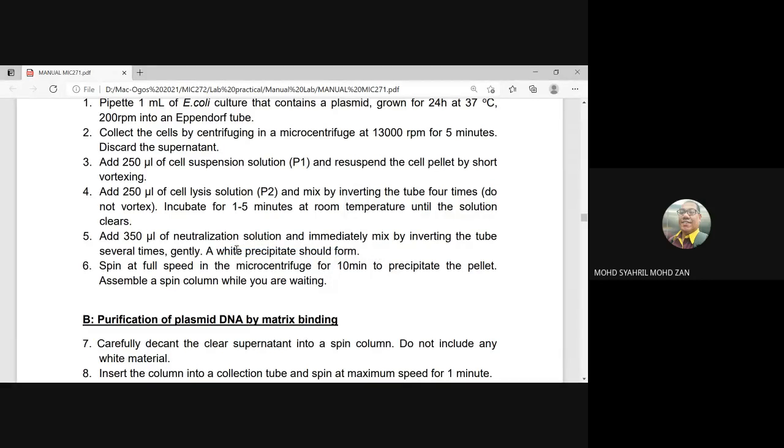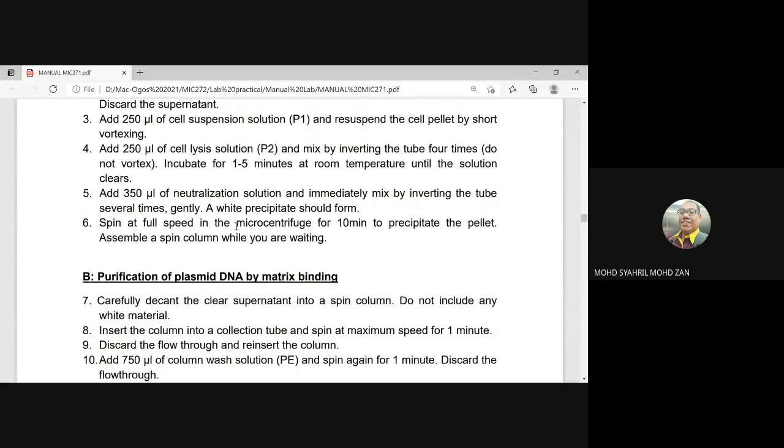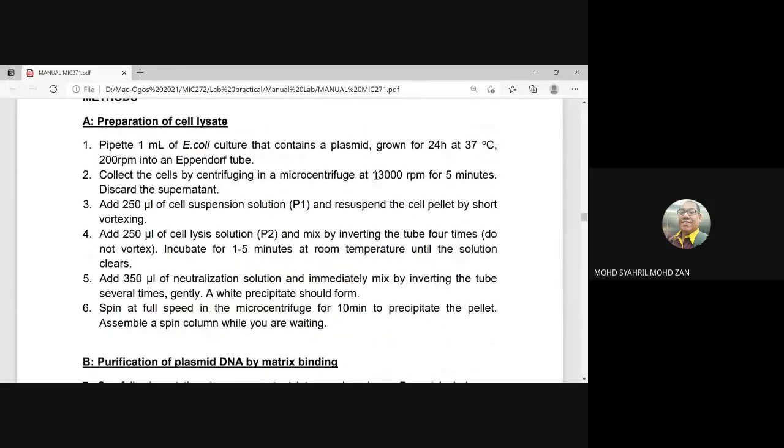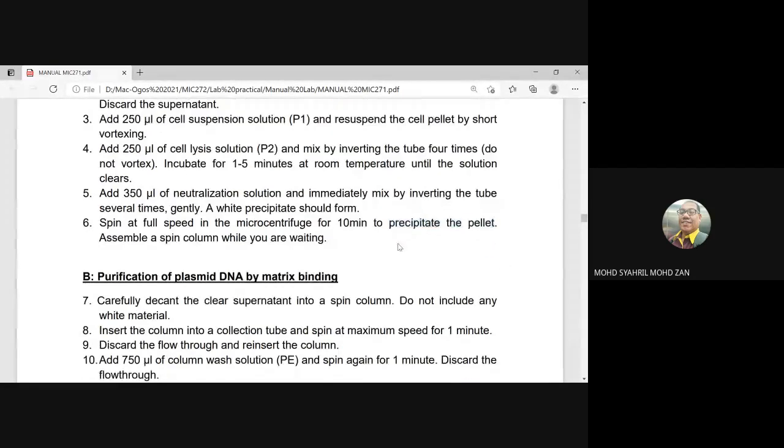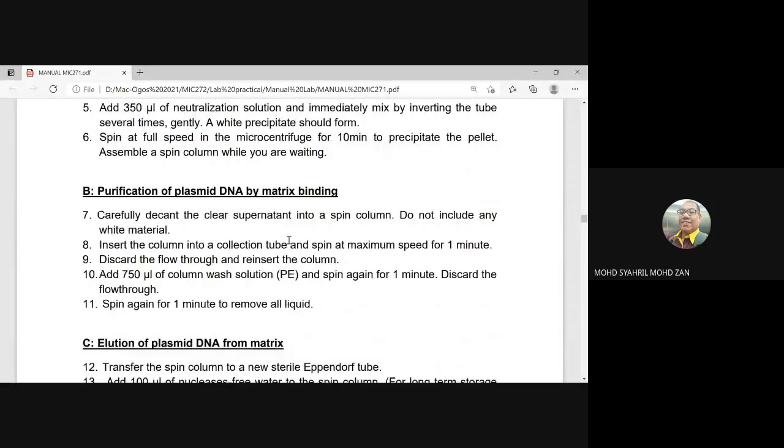Okay, and then you have to spin at the full speed of the microcentrifuge. So full speed means 13,000 RPM. So this one you have to set the time for 10 minutes. So this one you have to get the precipitate pellet. Okay, so assemble a spin column while you are waiting. Okay, so how you purify the plasmid DNA? Okay, awak dapat dah simple tu.